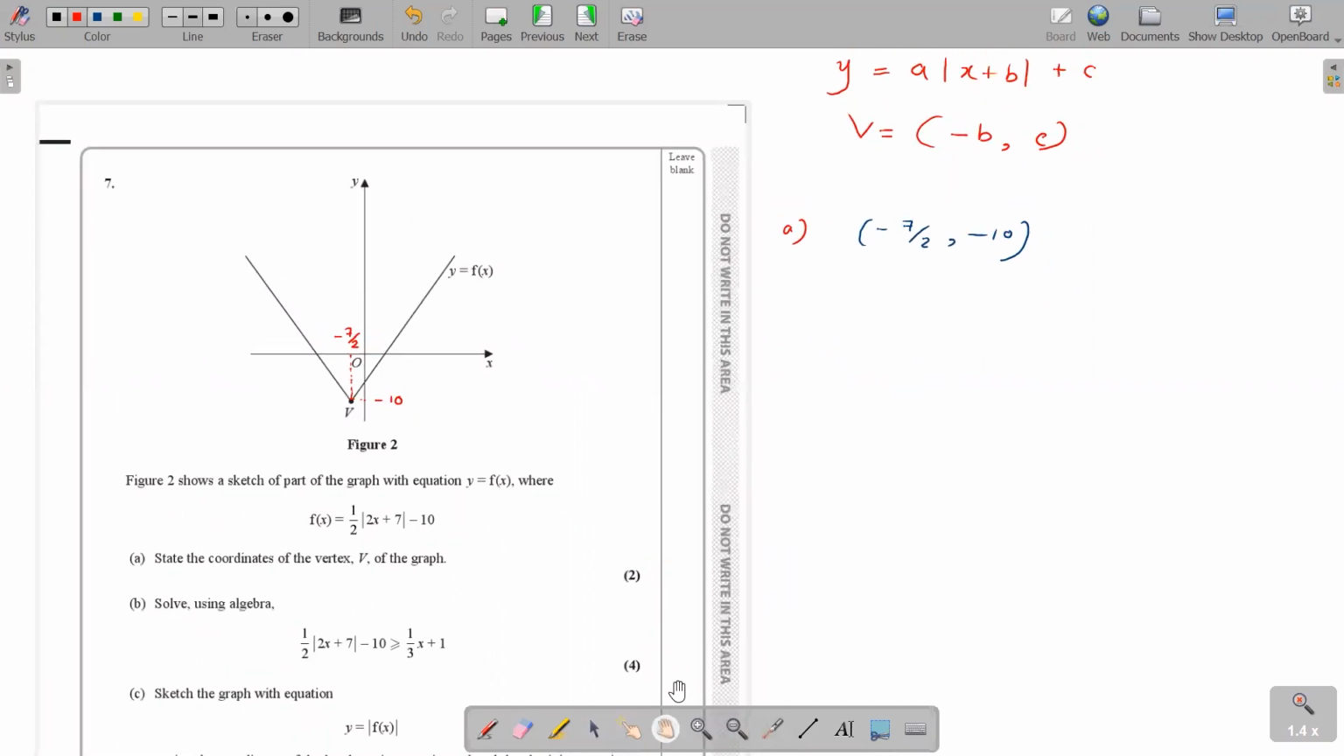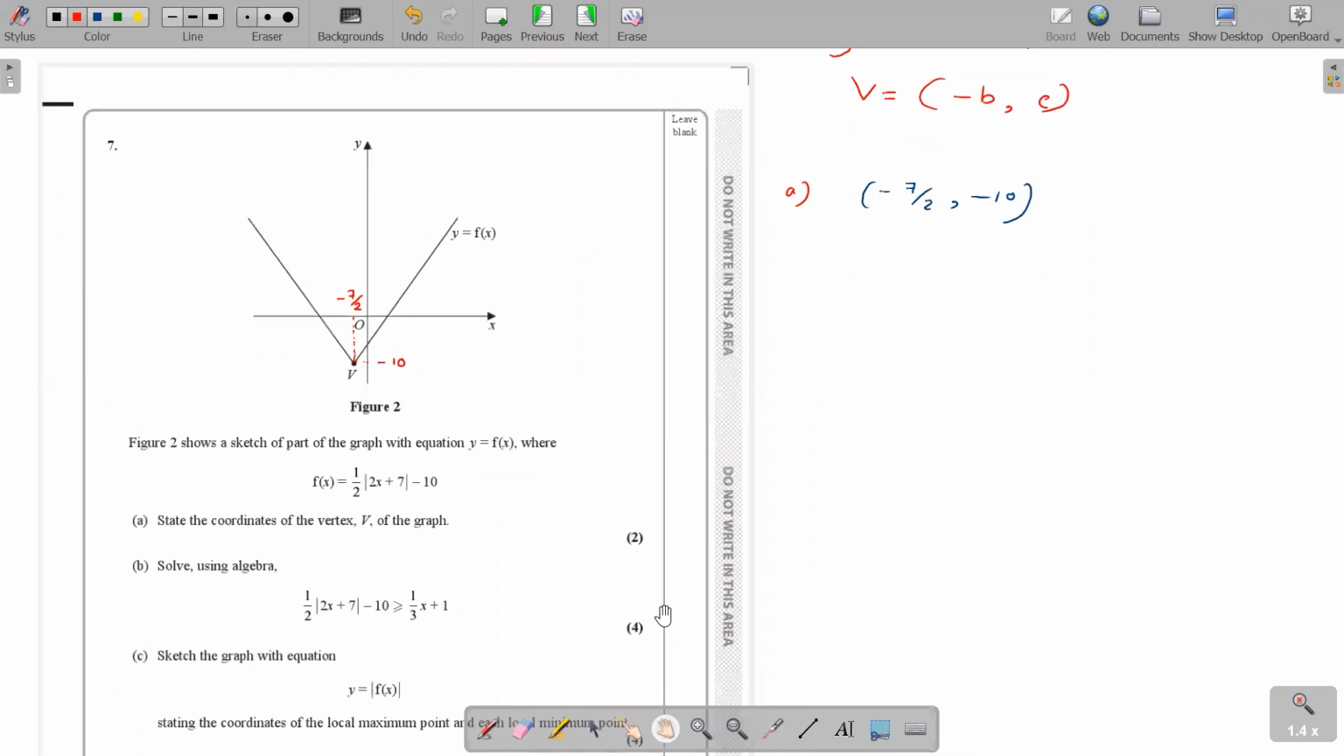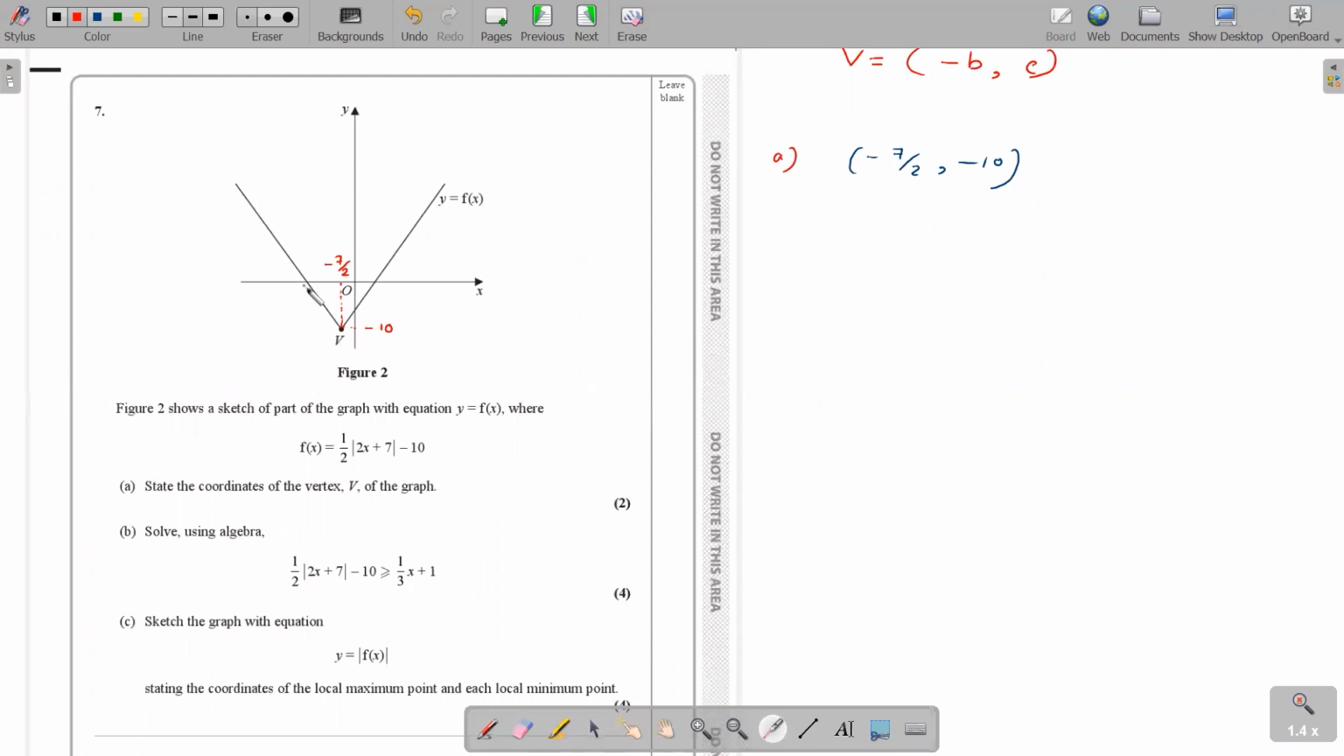Solve using algebra: half modulus 2x plus 7, minus 10, is greater than or equal to 1 over 3 x plus 1. So they want you to solve it using algebra. How do we find this? The half modulus 2x plus 7 graph is already drawn for us, right? So can we get the two equations for that modulus graph separately in part B?